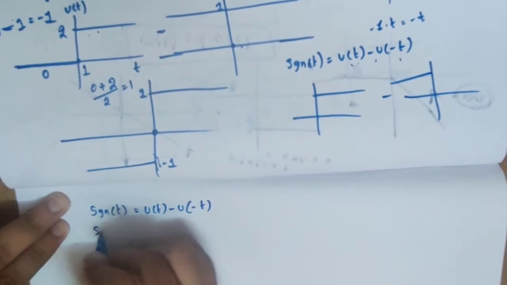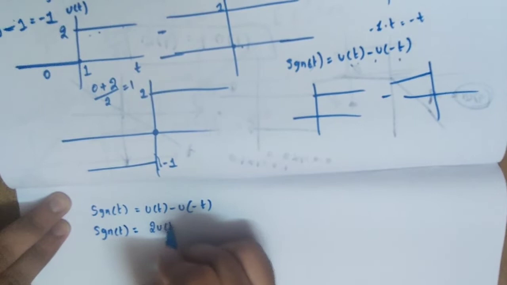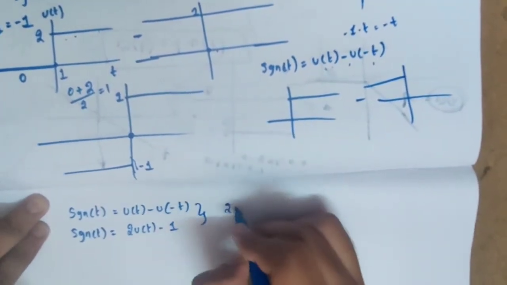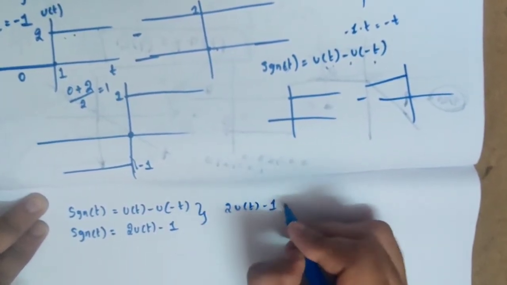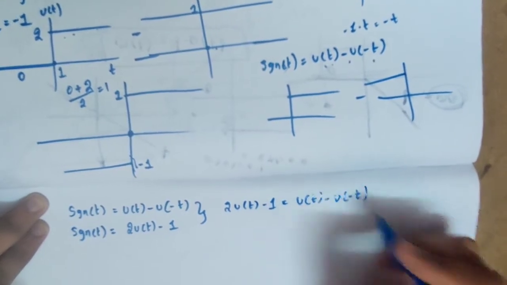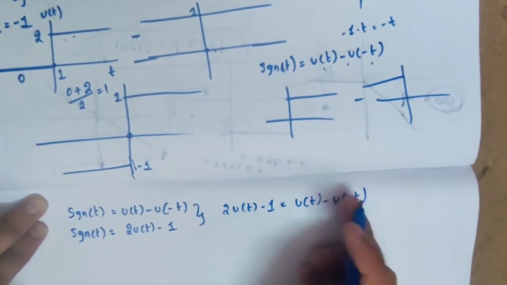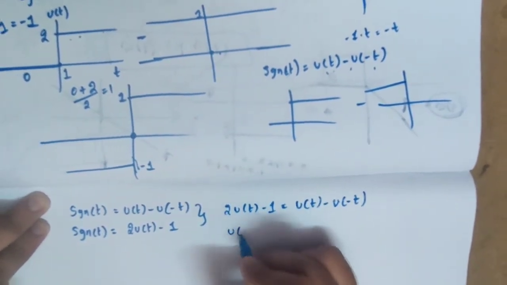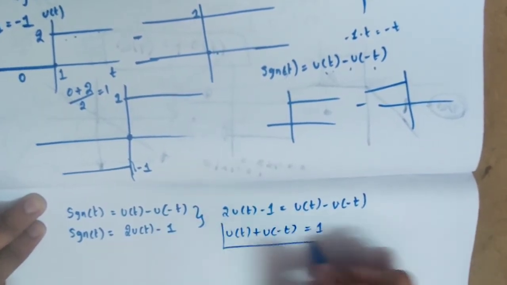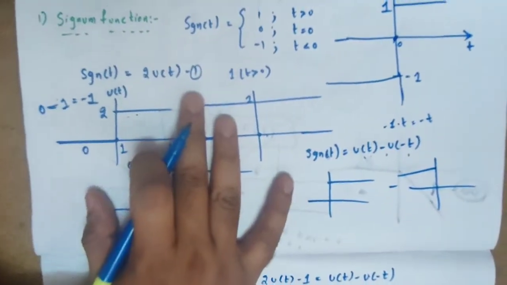This is one thing. And again signum of t is equal to 2 into u of t minus 1. So if you equate both of these, what do you get? 2 into u of t minus 1 is equal to u of t minus u of minus t. From this, if you bring this into the left hand side, and take this one to the right hand side, what will you get? U of t plus u of minus t is equal to 1. This is also an important conclusion. So that's it guys, that is about the signum function.